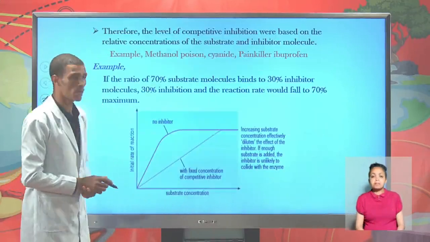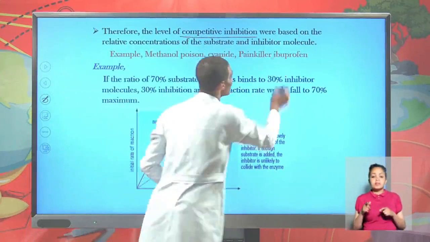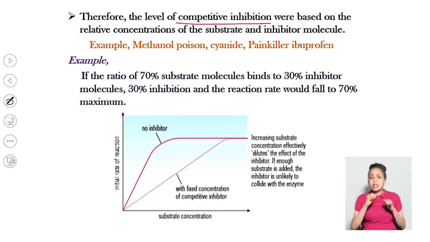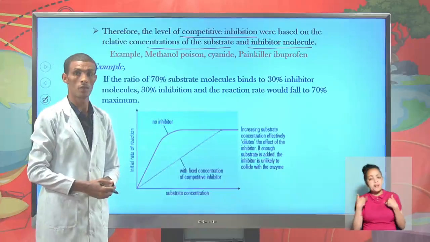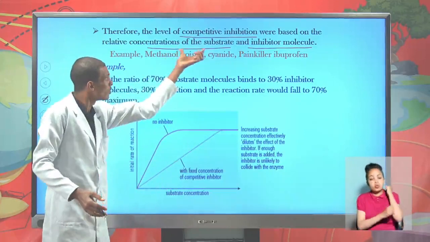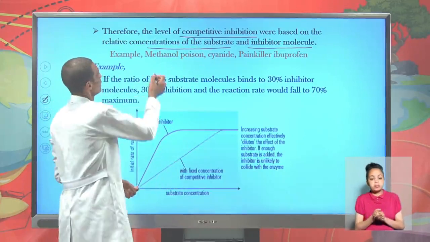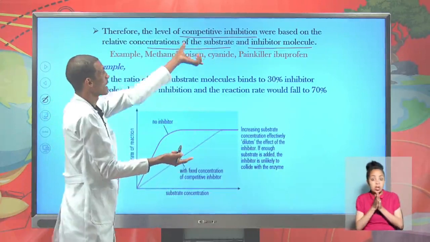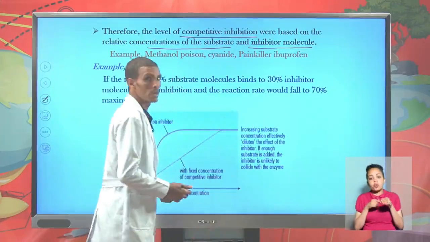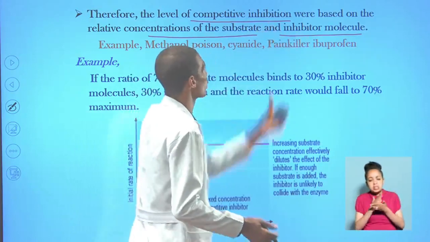So, the level of competitive reversible inhibition depends highly on the relative concentration of substrate and inhibitor molecules. How fast the reaction runs depends on how much substrate is present in the reaction and how much inhibitor is present. Whether the reaction takes place at a fast or slow rate is based on these two concentrations. So, we can dilute the effect of the inhibitor by increasing the substrate concentration, or we can slow down the rate of reaction by increasing the inhibitor. It may be very important.